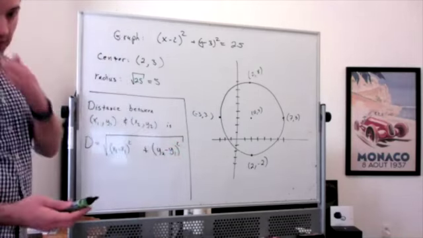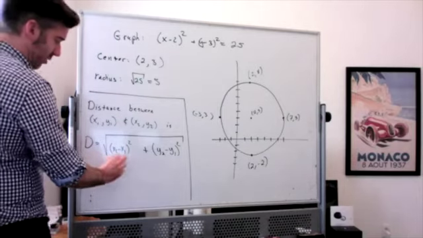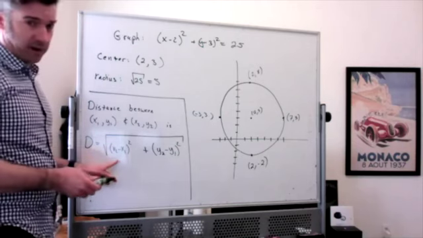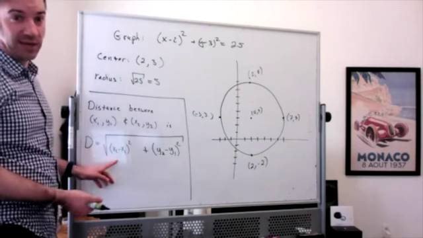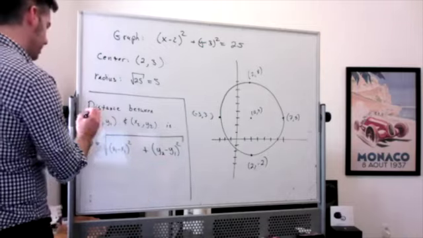It actually doesn't matter which order you subtract the x's and y's in. So you can do x2 minus x1 or x1 minus x2. Either way, you'll either be squaring a positive number or squaring the corresponding negative number. You'll get the same answer. Same deal here. So that's the distance.